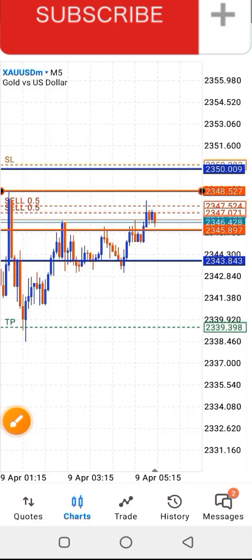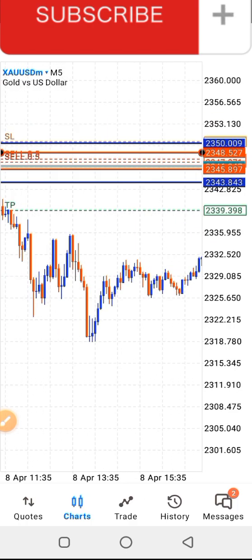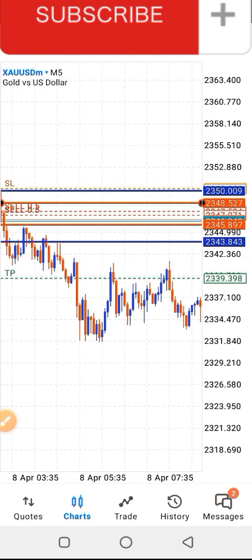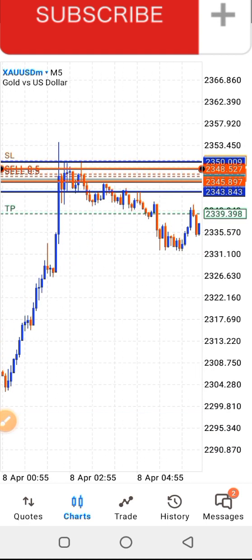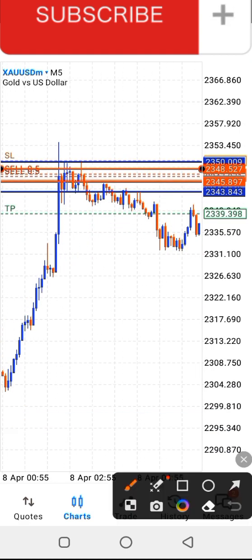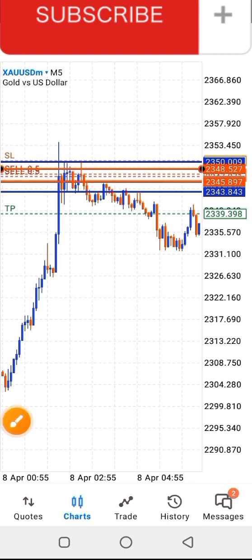So right now I'm trading gold, and I was analyzing the chart last night, and I realized that a very solid supply zone formed on gold. Okay, so this is where the supply zone formed. All right, and I decided to take advantage of it.